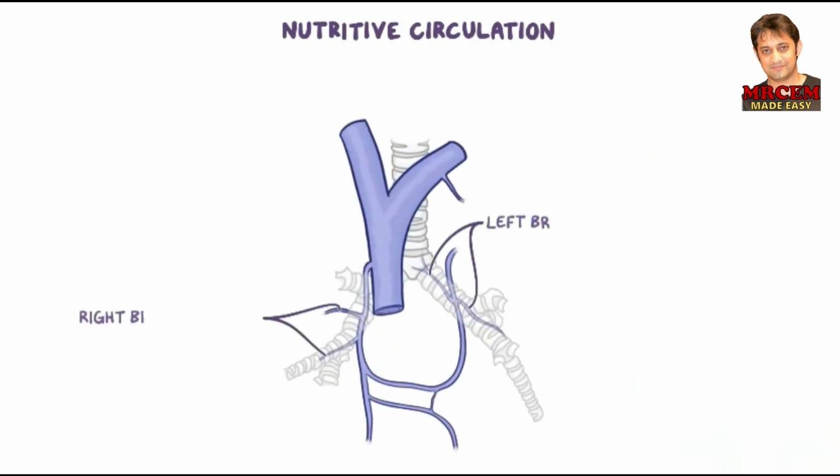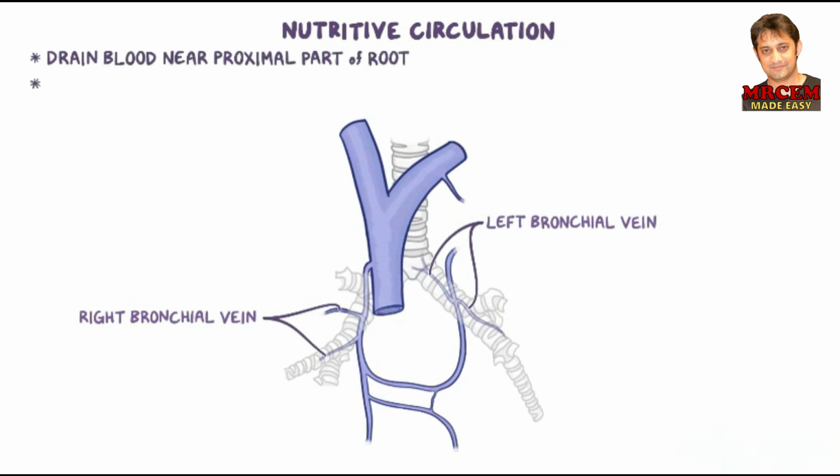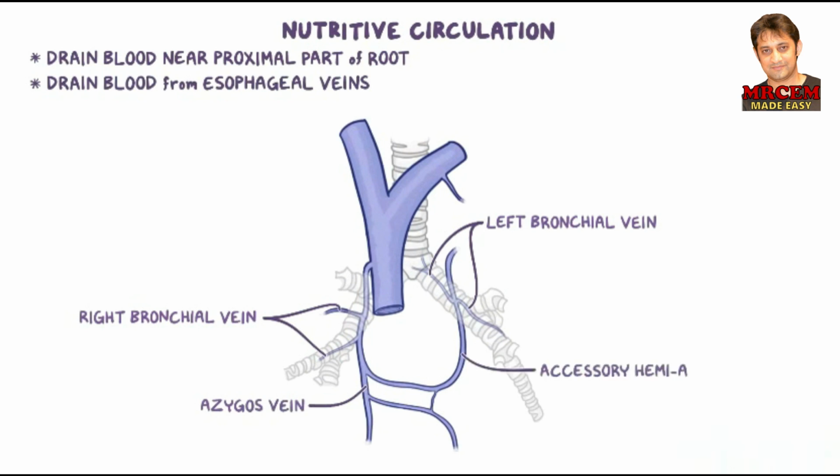The right and left bronchial veins only drain the part of the blood that's distributed near the more proximal part of the root, and they also drain some blood from the esophageal veins. The right bronchial vein drains into the azygos vein, while the left bronchial vein drains into the accessory hemiazygos vein, or into the left superior intercostal vein.